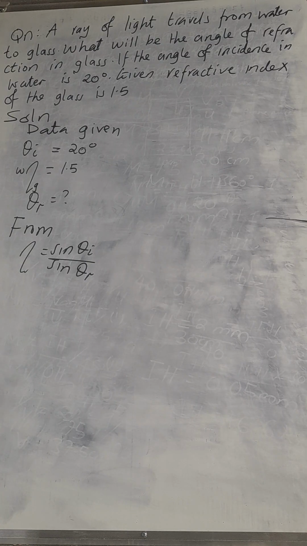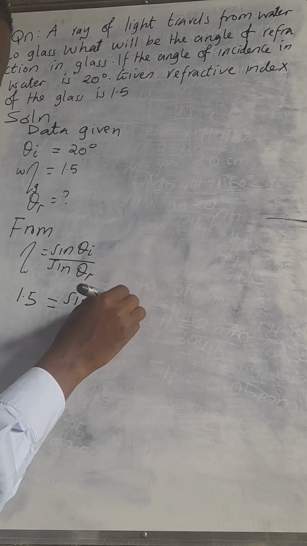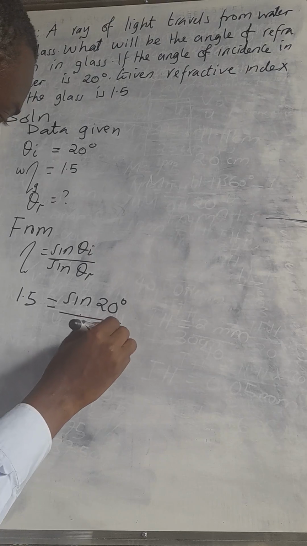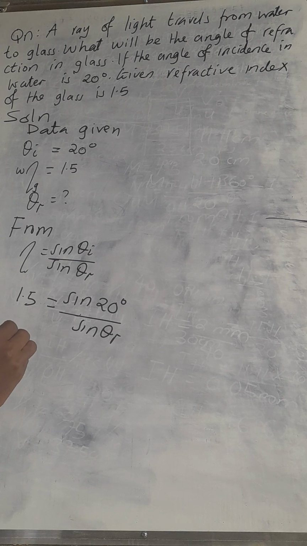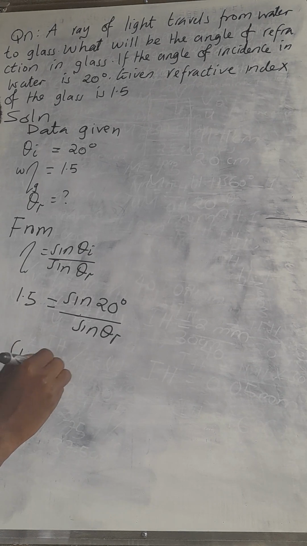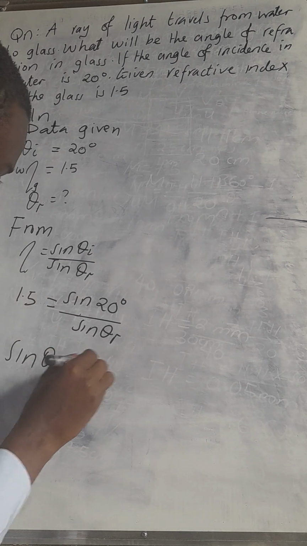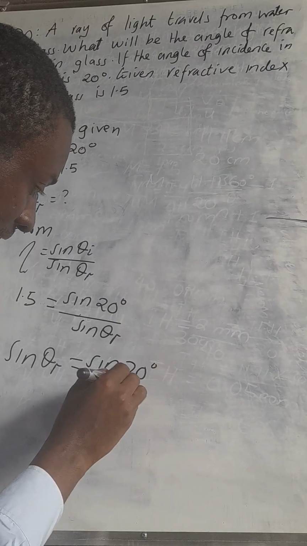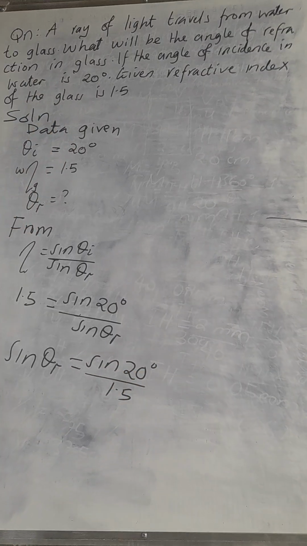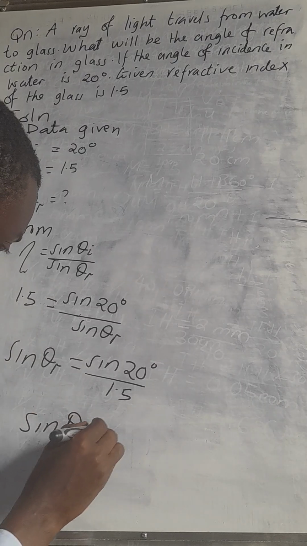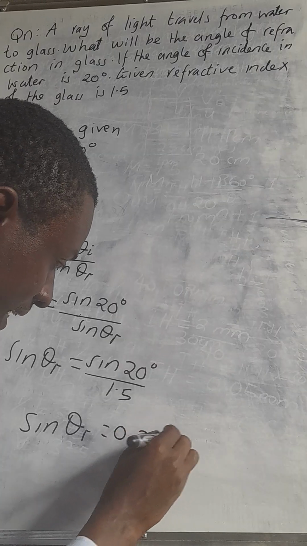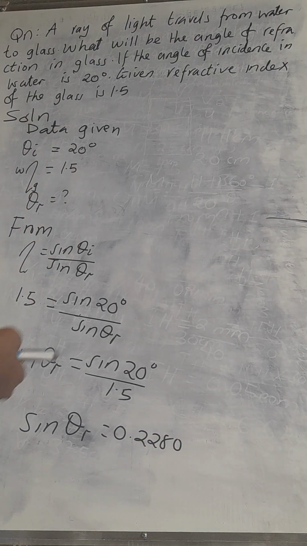So in this way, 1.5 is equal to sine ya 20 degree over sine of angle of refraction. So we want to find the angle of refraction. So we can say now the sine of the angle of refraction is equal to sine of 20 degree over 1.5. So finally you can get now the sine of the angle of refraction is equal to 0.2280. So this is a value if you find it by using calculator, scientific calculator.